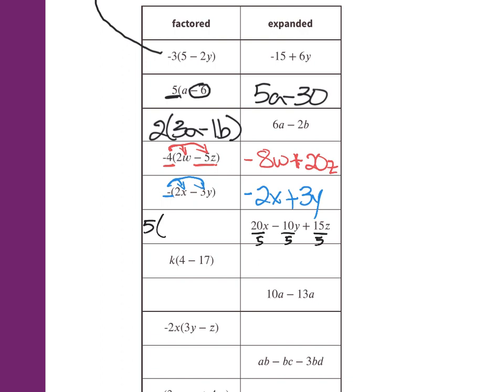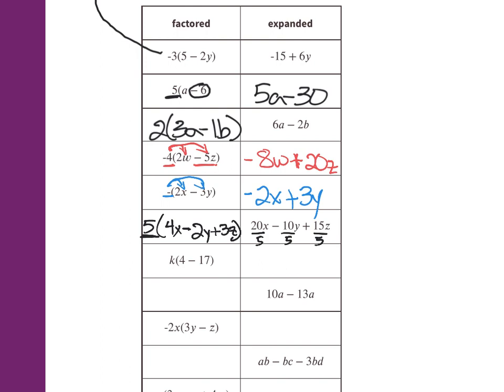So 20 divided by 5 is 4, so we have 4x. Minus 10 divided by 5 is minus 2y. And 15 divided by 5 is positive 3z. Okay? So my greatest common factor goes on the outside, and then I divide everything by that 5, and that goes on the inside. Okay?